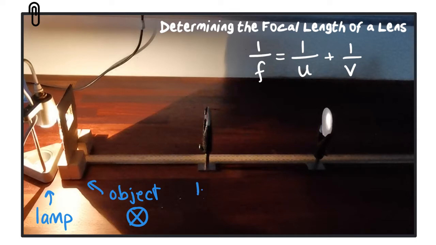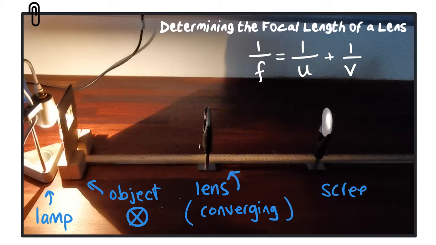Next, we have our lens. This is a converging lens, which is also known as a convex lens. And then we have our screen. This is where the image is going to be formed. We also have our ruler, which will allow us to take the appropriate measurements.